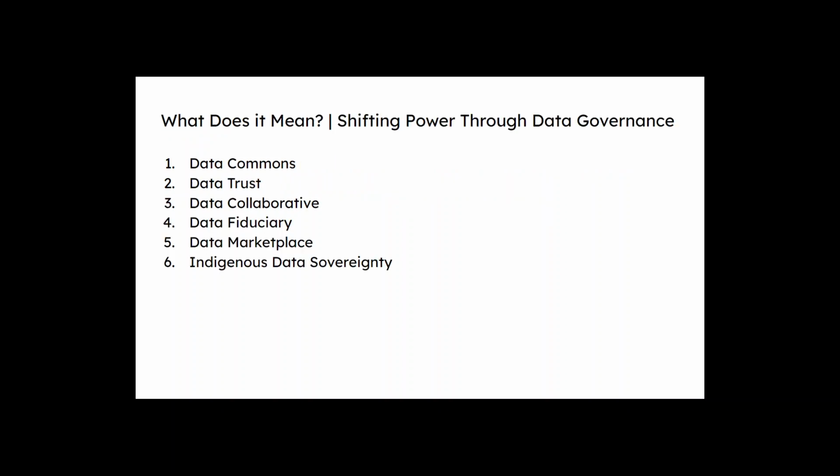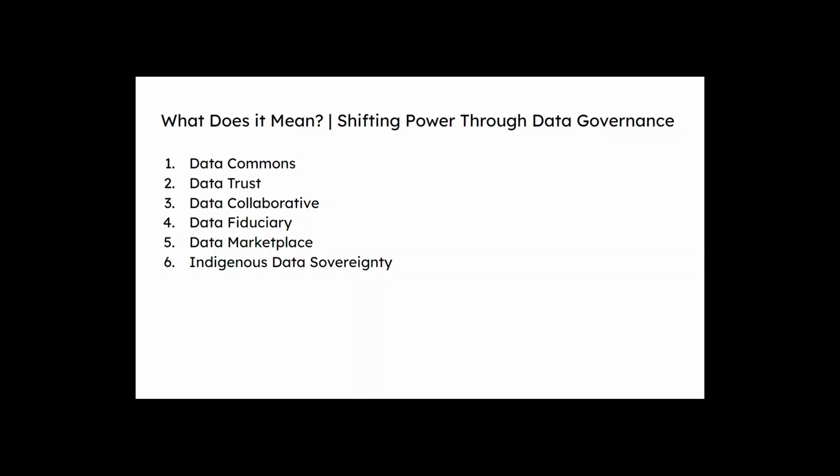Okay, so moving on to what it means shifting power to data governance. In this slide, we're just going to briefly go over the 6 institutional forms mentioned in the article other than data cooperatives. So we'll start with the data commons.